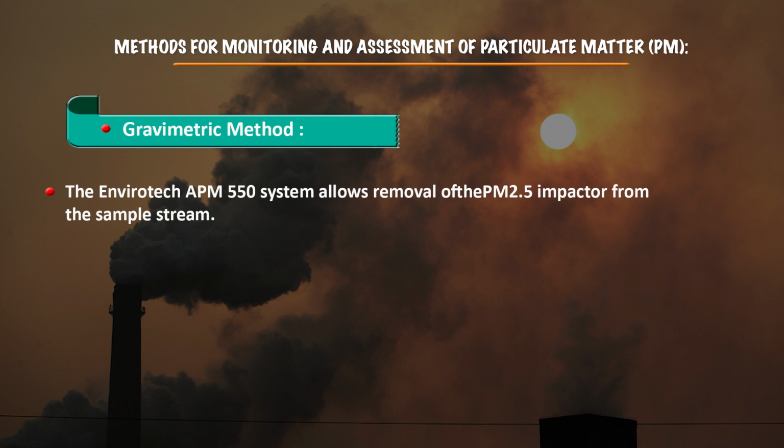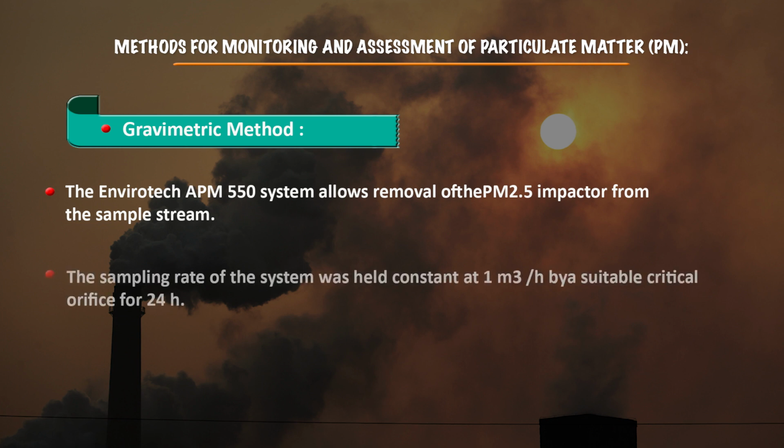This system, the Envirotech APM 550 model that I am explaining, allows removal of the PM 2.5 impactor from the sample stream. The sampling rate of the system is normally kept constant at 1 cubic meter, with a suitable critical orifice, over a time duration of 24 hours.